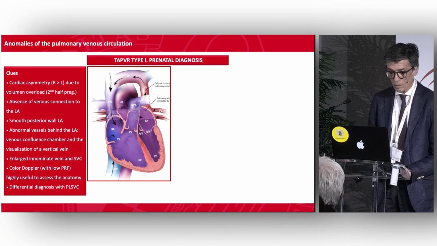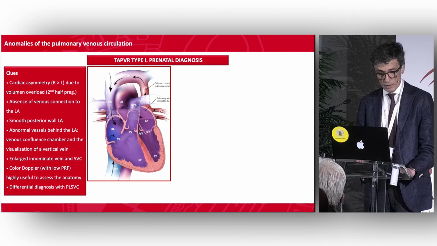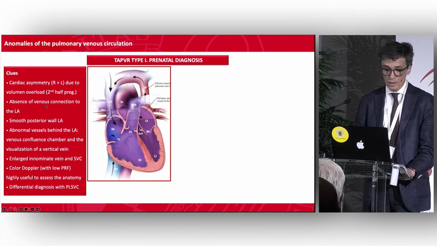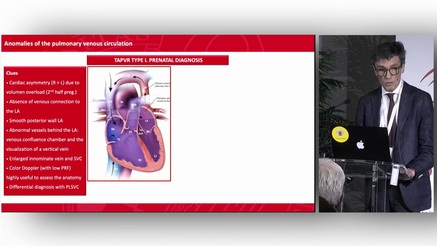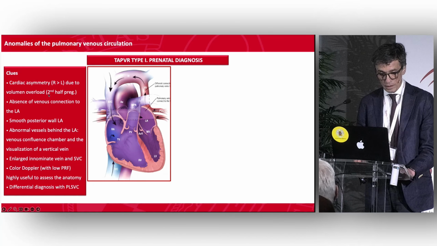In type 1, when there is a supracardiac type, there are some clues that make it easier to have the diagnosis made prenatally. The first point is that we usually have cardiac asymmetry with the right side larger than the left side due to the volume overload in the right side, but it is usually a late sign that is only seen in the second half of pregnancy.